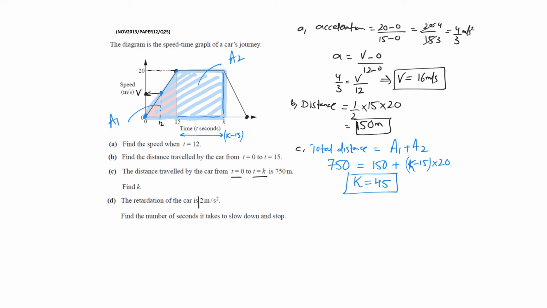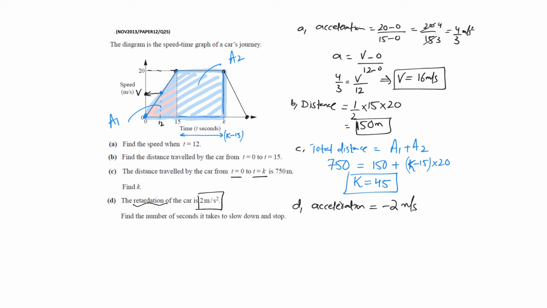So I have been given the retardation. Retardation is same as saying deceleration, and in this case the acceleration is -2. Acceleration is -2 meter per second square. Retardation is same as saying deceleration, and deceleration is negative of acceleration.